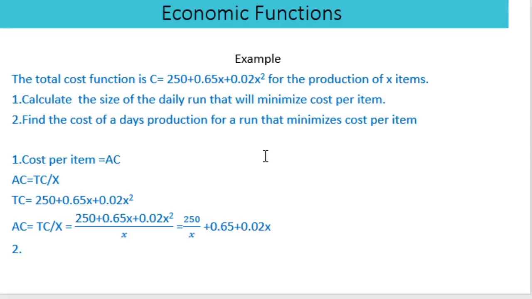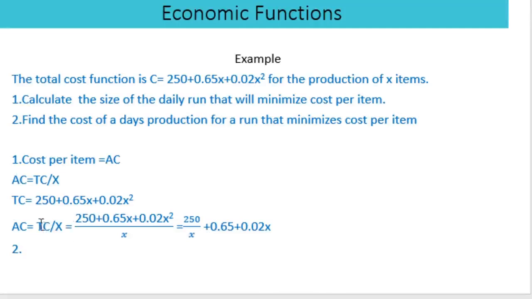Then another question is, the total cost function is given as C equal to 250 plus 0.65x plus 0.02x square for the production of x items. Calculate the size of the daily run that will minimize the cost per item. Find the cost of a day's production for a run that minimizes the cost per item. That is, the first one is to calculate the size of x that will minimize the cost per item, which is AC. The cost per item equal to AC equal to TC by x.